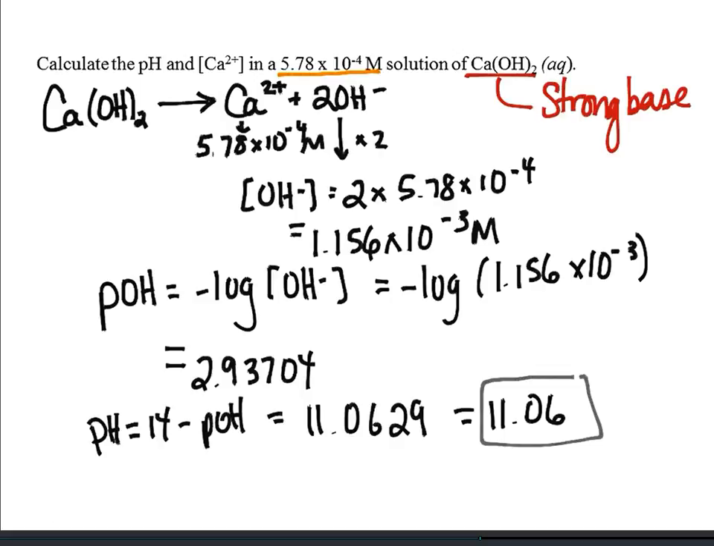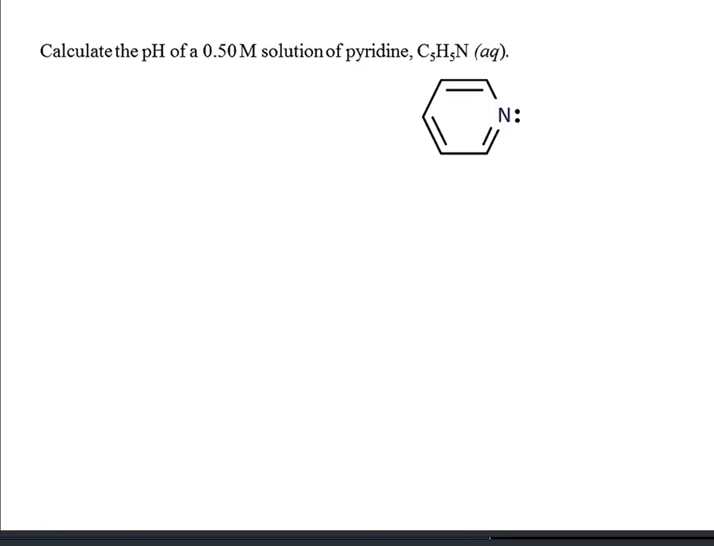In this case, we have 2 digits after the decimal point here, and the reason for that is because if you go back and think about significant figures, 5.78 times 10 to the minus 4 molar has 3 significant figures, which means this number should have 3. Actually, I think this should be 11.063, not 11.06, because we have 3 sig figs originally. Oops, made a mistake there.